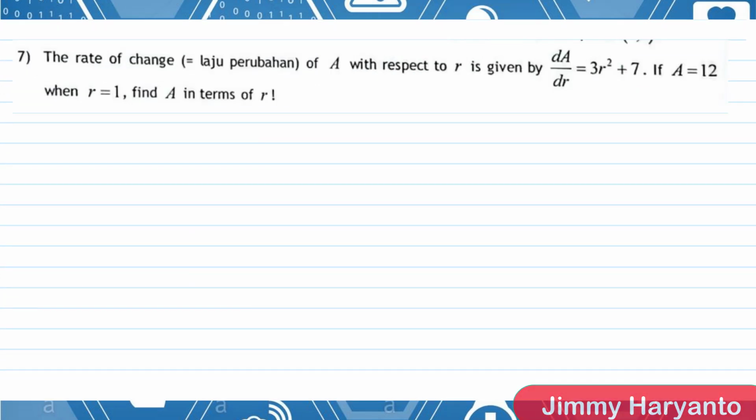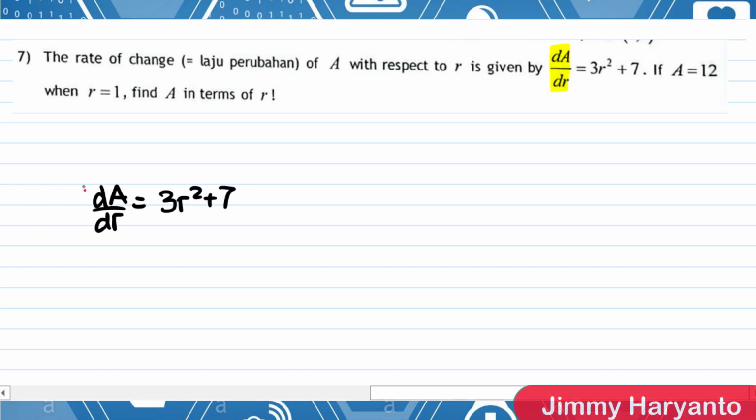Okay, next one is the rate of change. Actually, you don't have to read the sentence. You only have to focus on these symbols. So the symbol says dA over dr equals 3r squared plus 7. The equation is 3r squared plus 7.